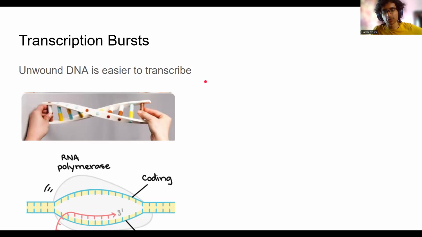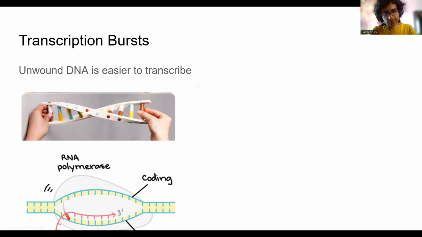Another consequence of such supercoiling is in the form of transcription bursts. So, what transcription bursts are is that people have observed in cells when certain proteins are transcribed, they are transcribed in a large amount. Whereas when they are not transcribed, there are periods where they're not transcribed at all, followed by periods where they're transcribed in a large amount. So one of the ways to understand this is via supercoiling.